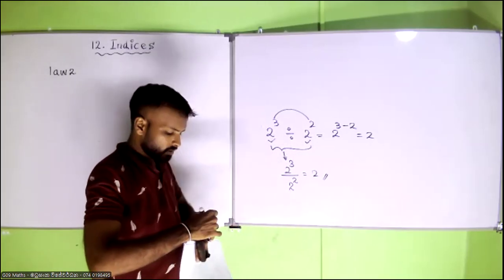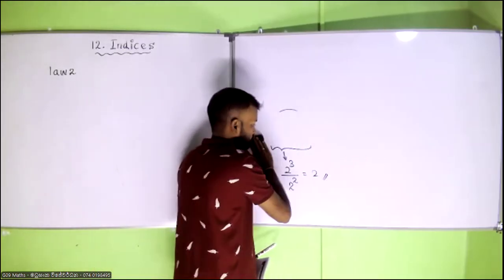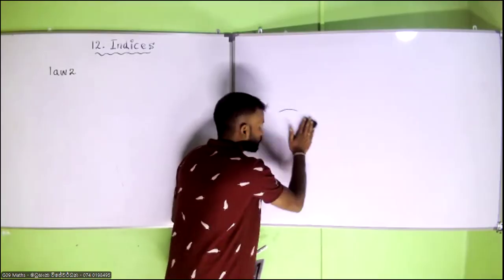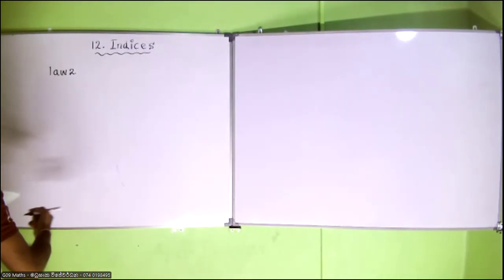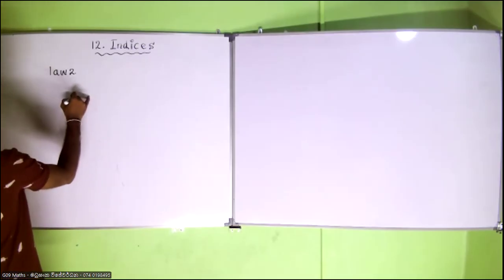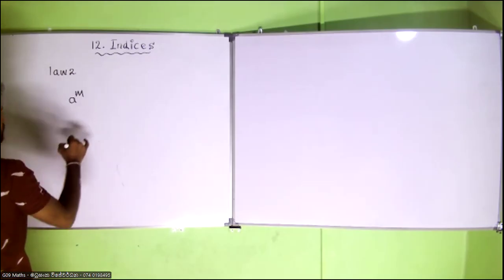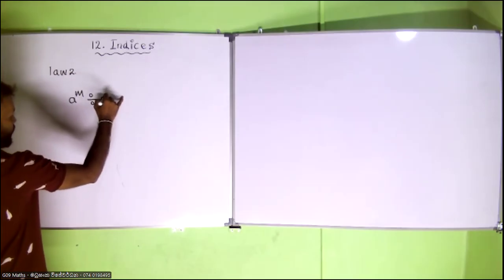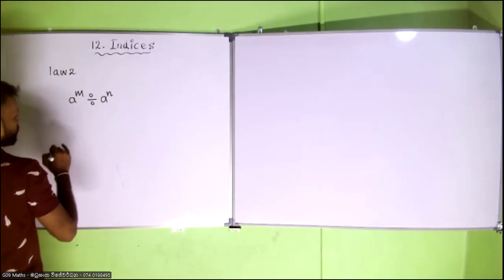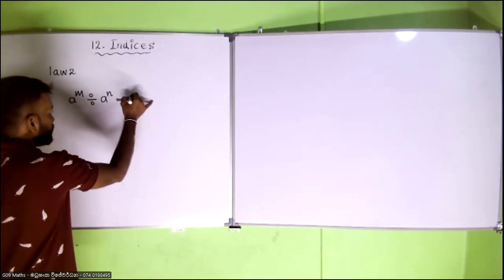Okay, let's write down the theory. Here we can write a to the power m divided by a to the power n. The same thing can be written like this, as we understood.